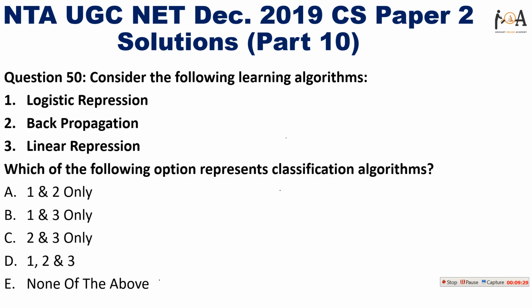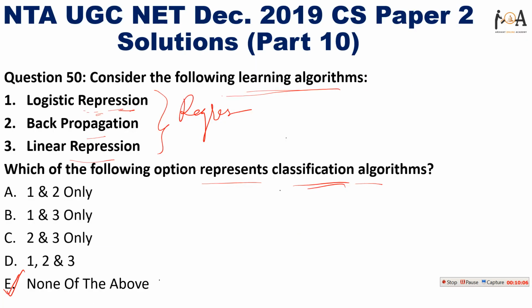Now the next question here is, consider the following learning algorithms: logistic regression, back propagation, linear regression. Which of the following options represents a classification algorithm? Basically I think logistic regression could be said to be one. But the question is directly taken from the previous year paper. So okay, let's solve it first. However, I can't find any classification algorithm in that, right? So option D is the right answer, none of the above.